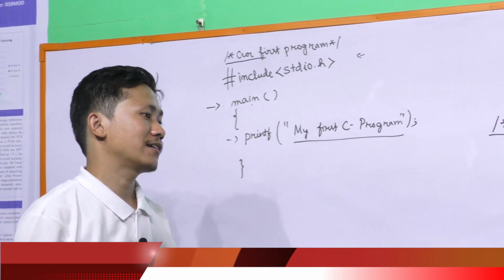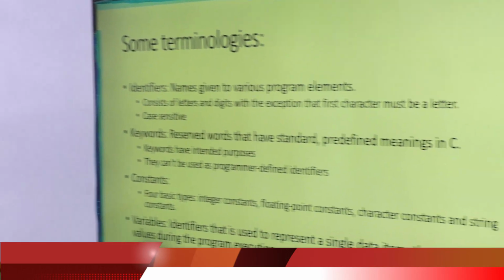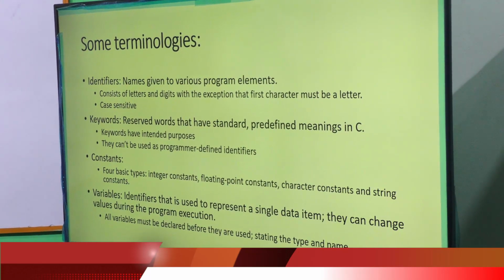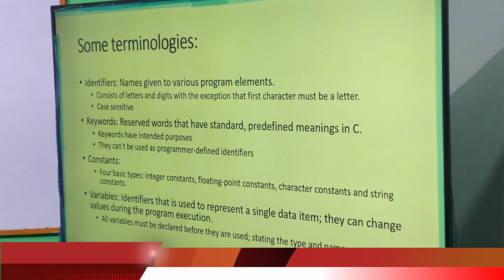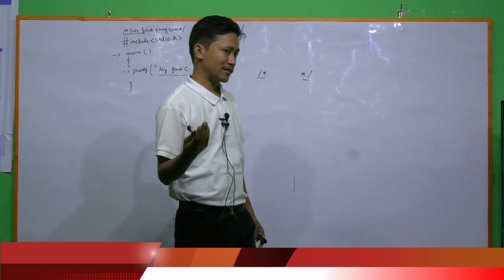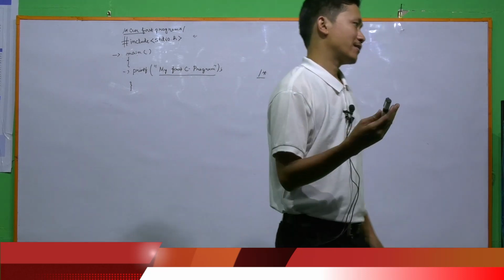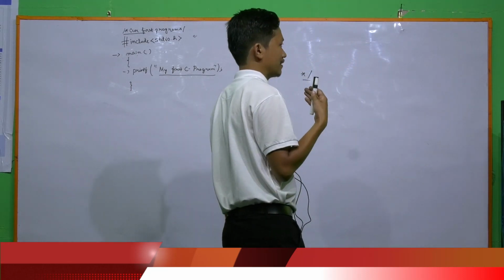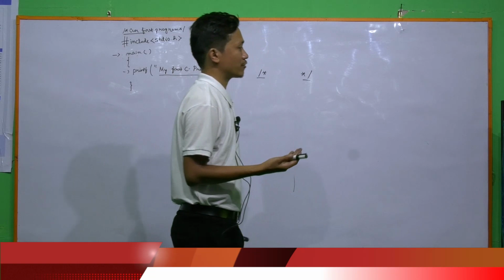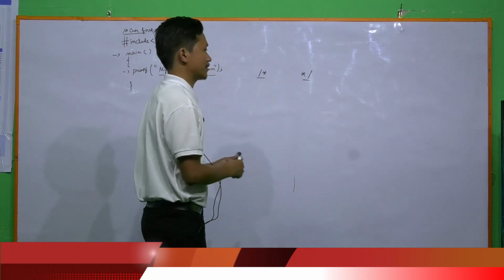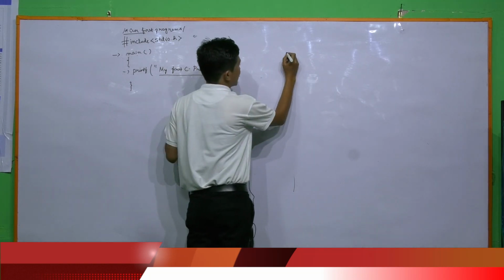First one is identifiers. Identifiers are the names given to various program elements like variables, keywords, functions, etc. They consist of letters and digits, with the exception that the first character must be a letter. The length of an identifier depends on the type of the compiler. Some compilers support only 8 character identifiers, and some support more. These are some valid identifiers.